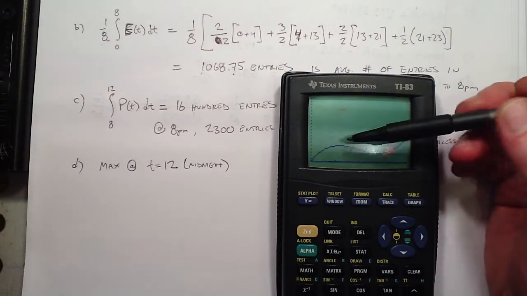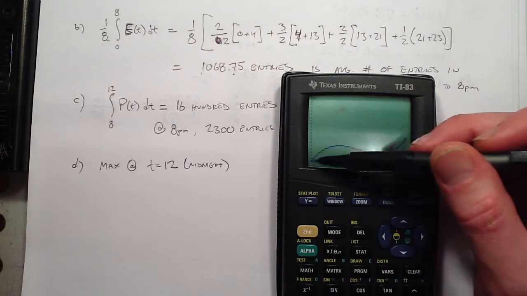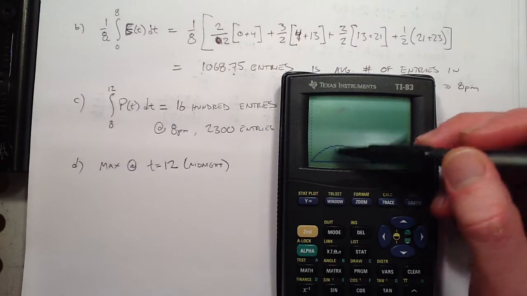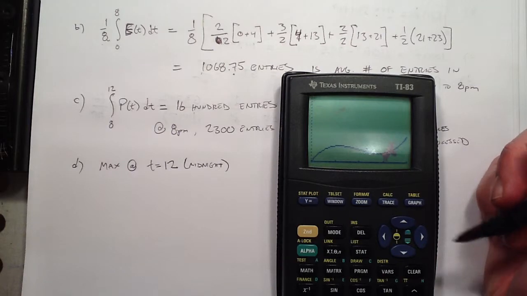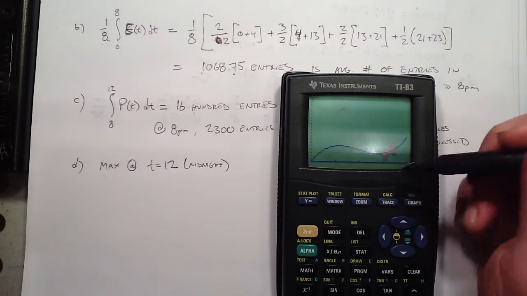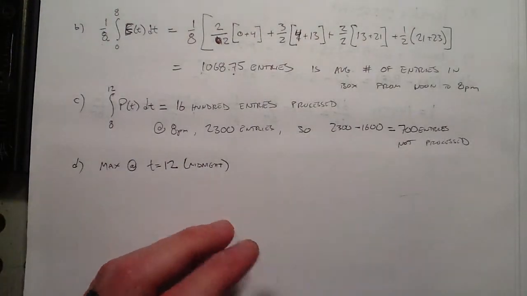They might want you to actually find this maximum, and then since it's a closed interval, you'd have to check the endpoints too. But I'll let you write that out. I think clearly from the graph, that's where the maximum is. So according to the model, the time that the entries were being processed most quickly was actually at midnight. All right, that was almost 15 minutes.